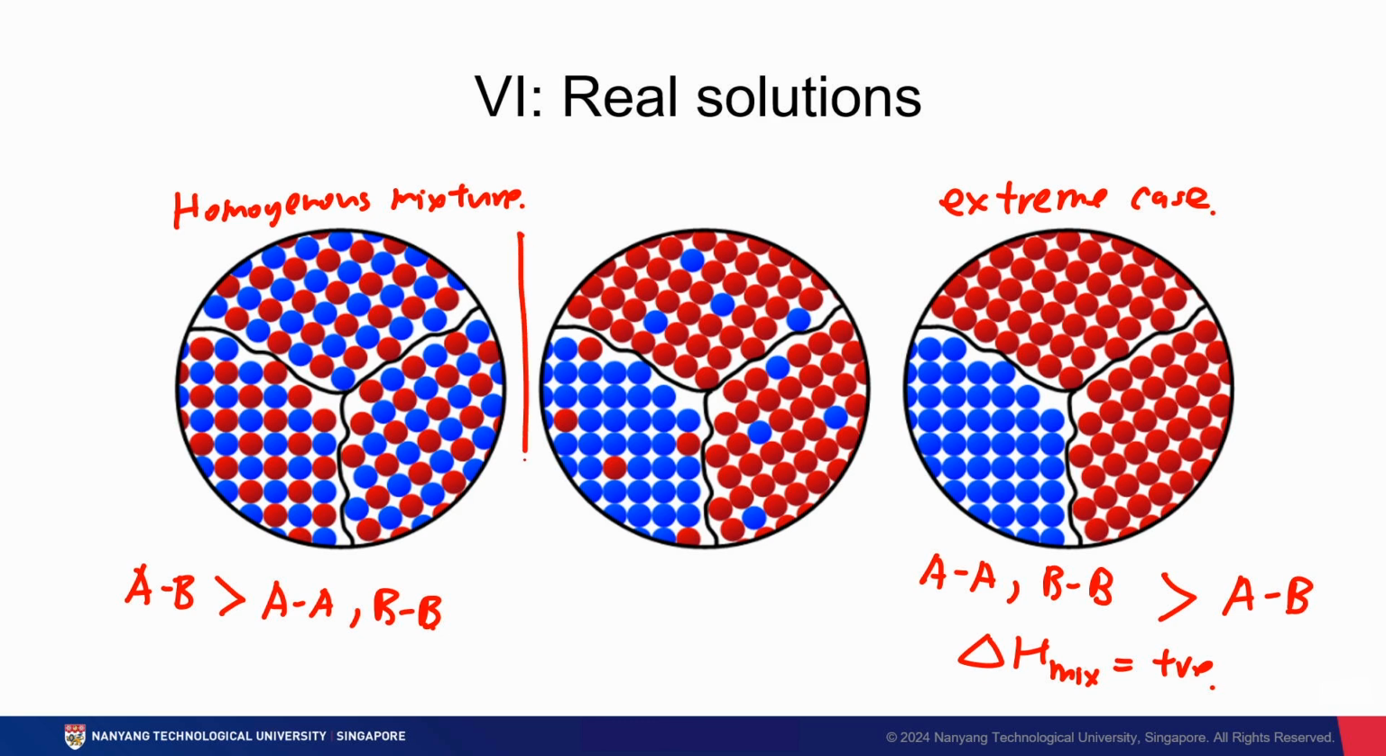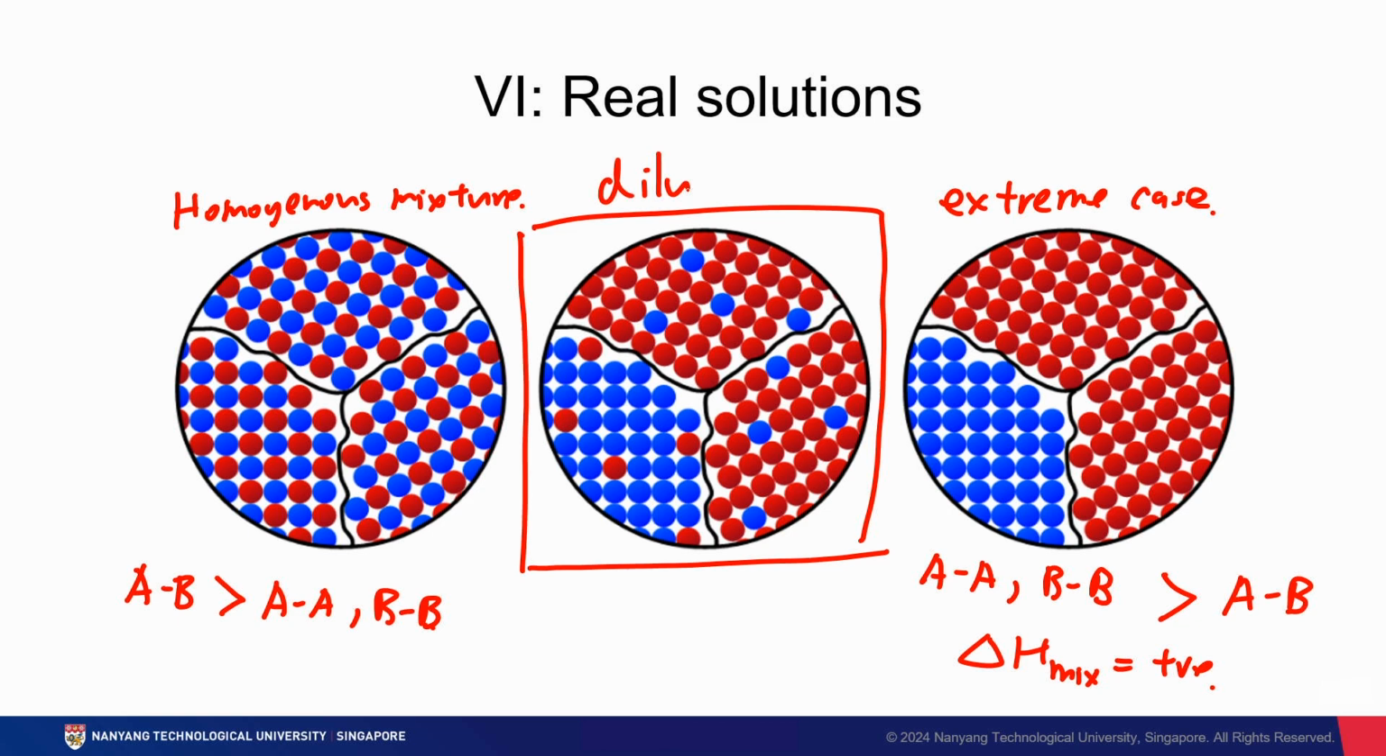However, when it comes to solid solutions, we most likely will see something like this in real life. So this is a mixture of dilute solutions. In this case, AA and BB bonds are stronger than AB bonds.